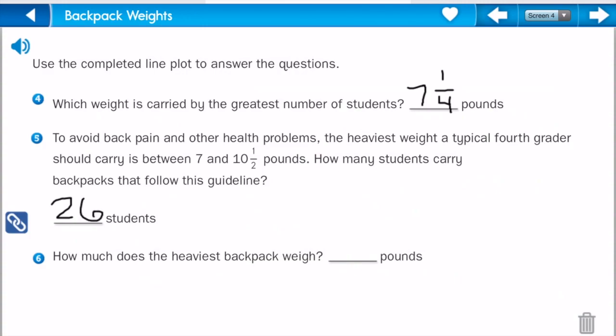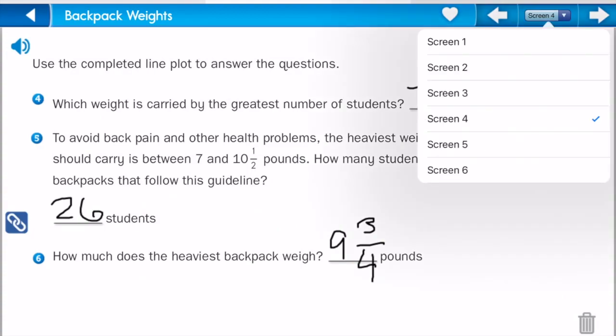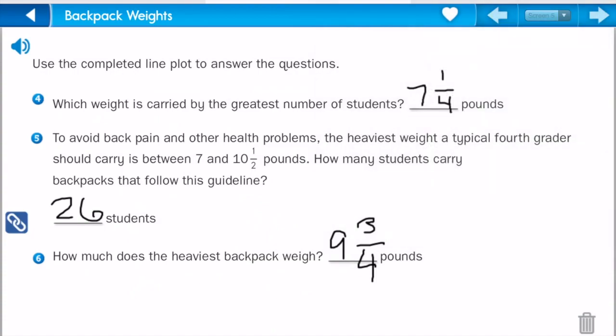Okay. How much does the heaviest backpack weigh? So we just looked at that. Does anyone remember what I said the heaviest weight was? Yes, it was 9 3/4 because I was talking about how none of them weigh more than that, and that was the heaviest. So they all fall into the guideline. Okay, let's go to the next screen to answer these questions.